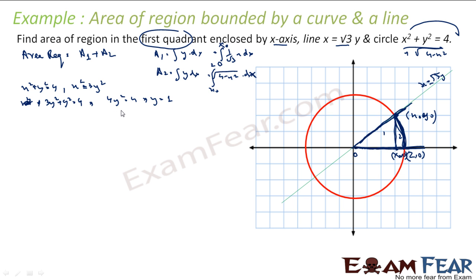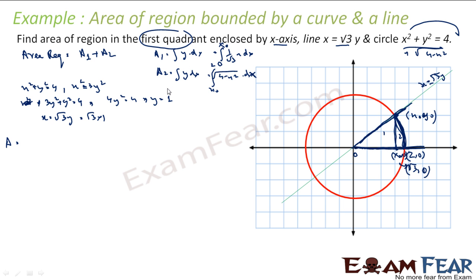If y is equal to 1, my x will be nothing but x is equal to root 3 y, that is root 3 into 1. So this guy is root 3. So x naught is root 3 comma 0, and this guy is root 3 comma 1. So I don't need y naught, so leave it. So I have this point now.